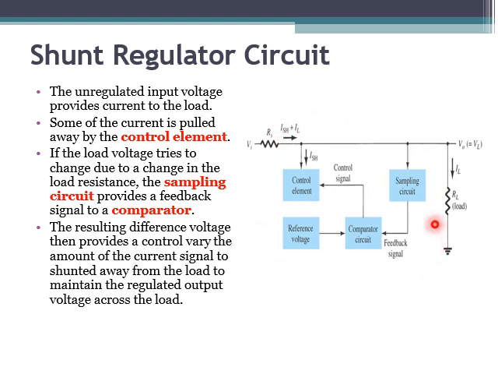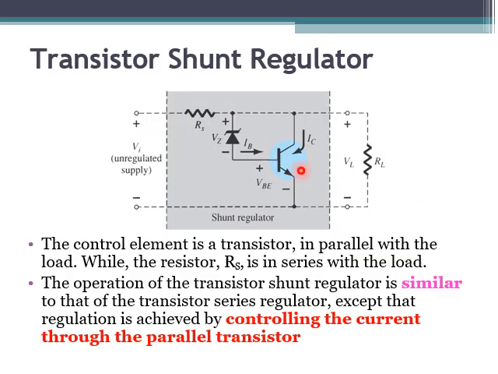This is only a block diagram. We will see the actual circuit diagram. Now see, the transistor shunt regulator. This is the load, RL, and I have connected this control element also in shunt. Everything we have connected in shunt. See, the control element is a transistor here. Which is in parallel with the load. And there is a resistor RS in series with the load. Okay, in series. So you know that this resistor is used to limit the current flow.